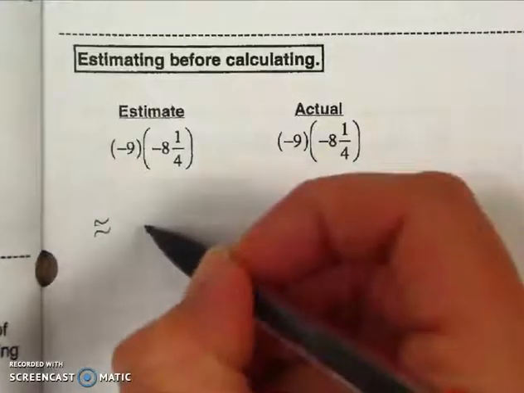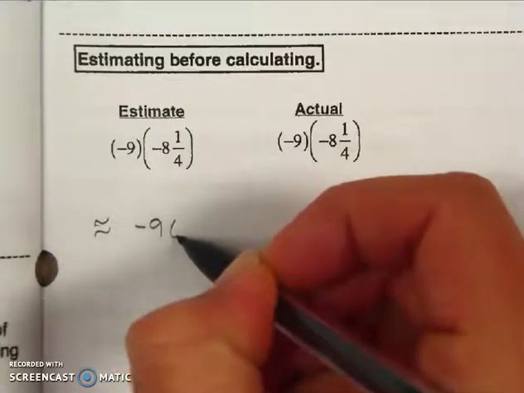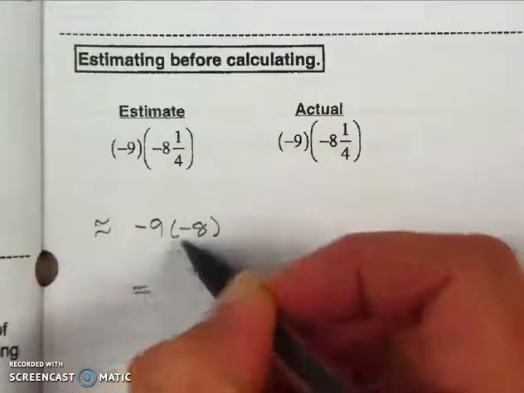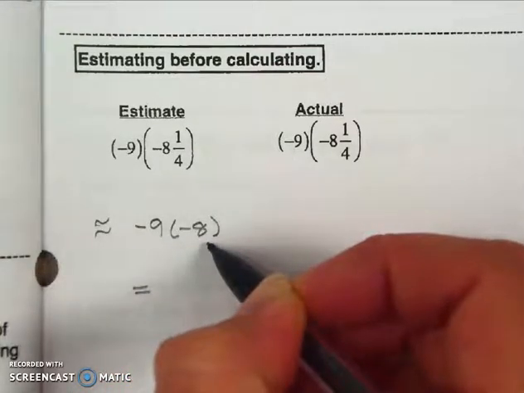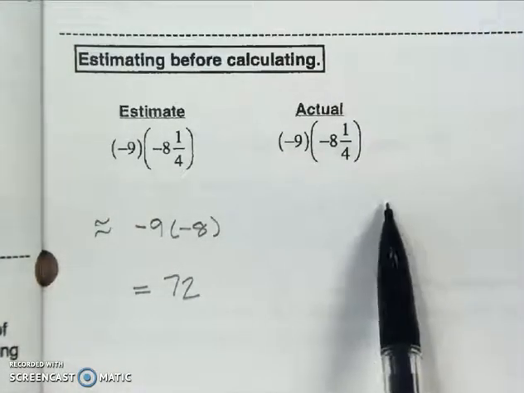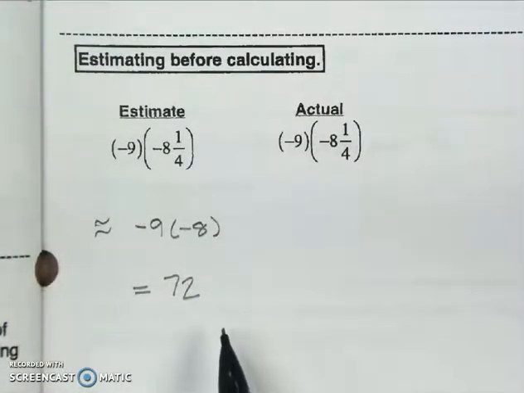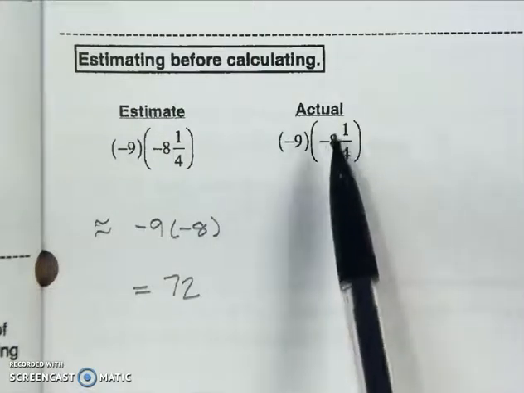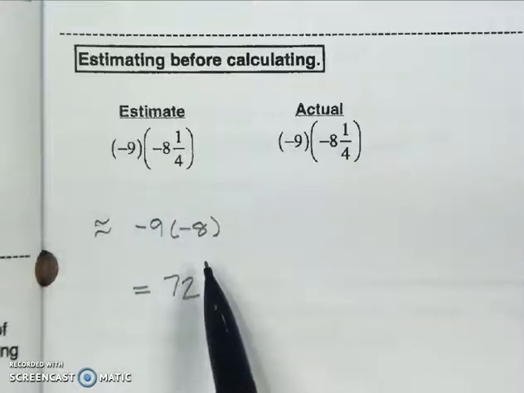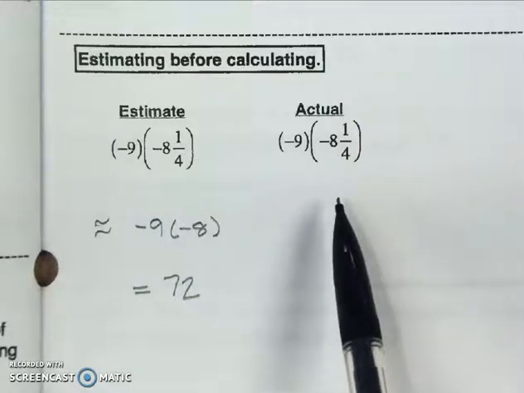So this is about equal to -9 times -8. If we think about it that way, a negative times a negative is a positive, and 9 times 8 is 72. So that tells me when I actually figure this out, I should get something around 72, but a little bit more, because 8 1/4 is a little bit more than just 8. So let's actually figure this out.